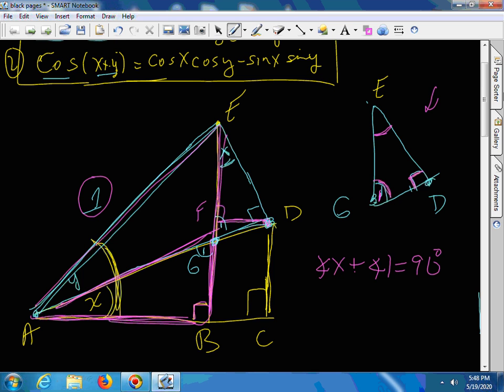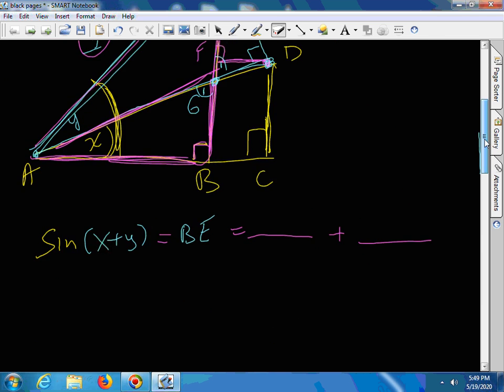But this is angle 1. We know what to add to angle 1 to get 90. X. There's only one number you can add to an angle so it adds up to 90. In this case, to angle 1 you add X. And that is why I get to call that angle X. Okay, so we have that as X.